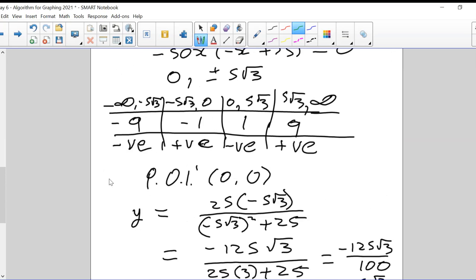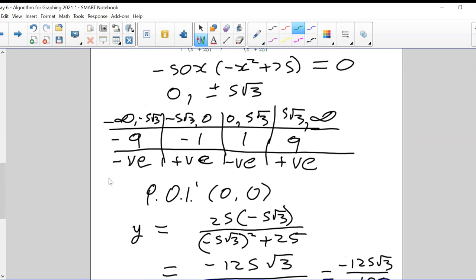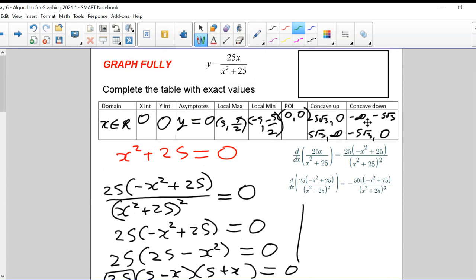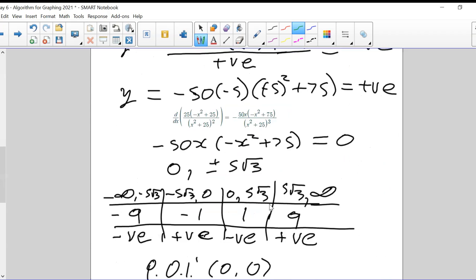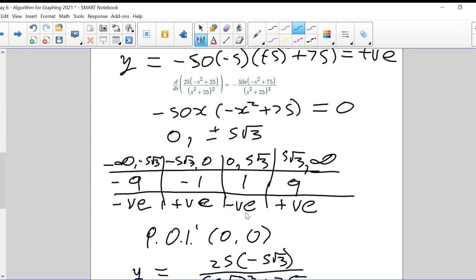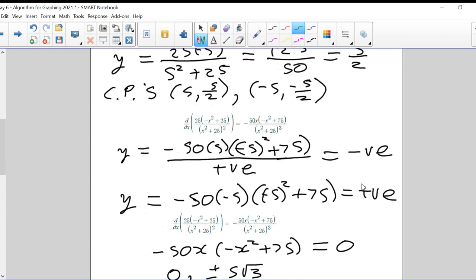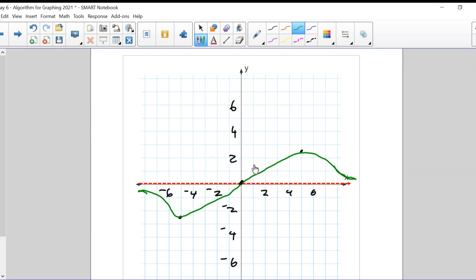Where's my table? Where's my table? So under the concave down. Okay, so let's fix that. All right, check it one more time. I don't want to be lazy about this. 0 to, yeah, right, 0 to 5 root 3. Okay. All right, now does that correspond with the graph?